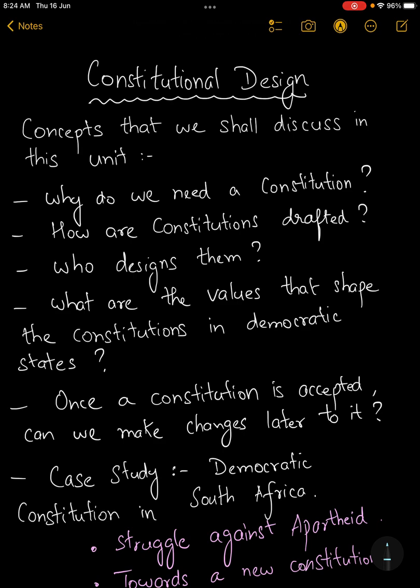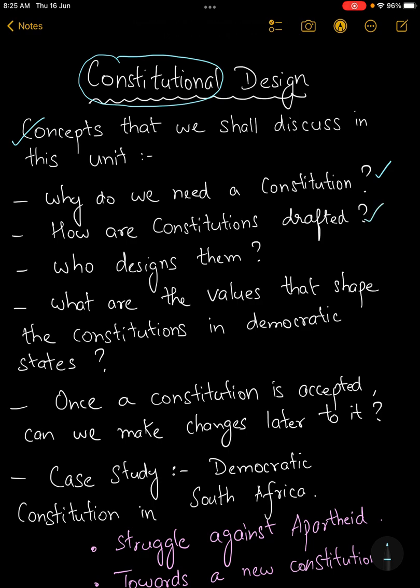Right. So let us quickly discuss the main concepts that we will be covering in this particular unit. The entire chapter deals with the design of the constitution, right? So constitution is going to be the fundamental thing that we are going to be discussing. Everything pertaining to the constitution is what we will be discussing. The why of the constitution, the how of the constitution, the who of the constitution, right? So why do we need a constitution? That's a fundamental question, right? Why does it even exist?